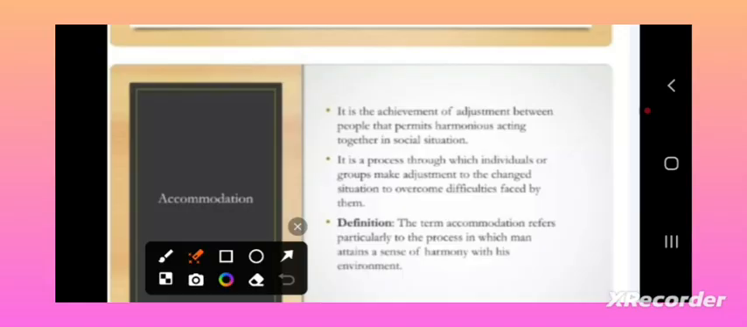The term accommodation refers to the method of adjustment by which a person attains a sense of harmony with his environment. Essentially, accommodation is a process of social adjustment where opposing parties come to a working agreement or compromise, allowing them to coexist or cooperate despite their underlying differences or conflict.